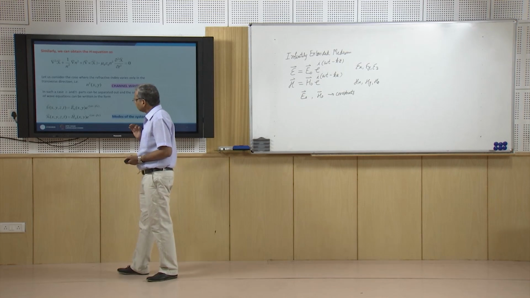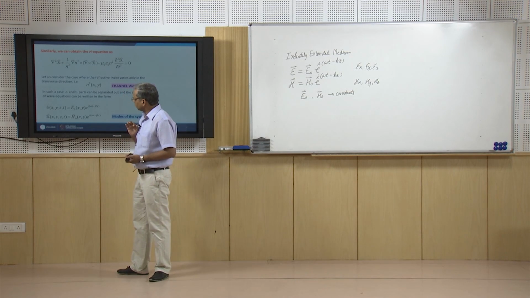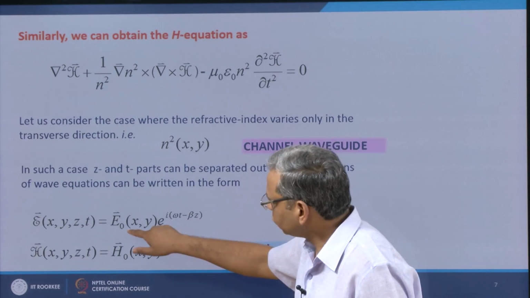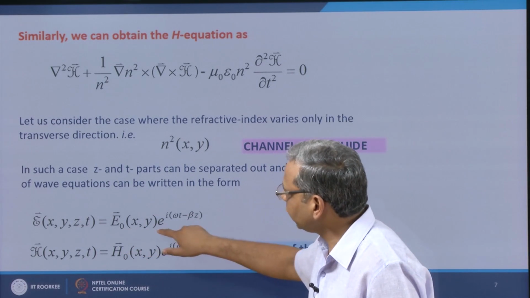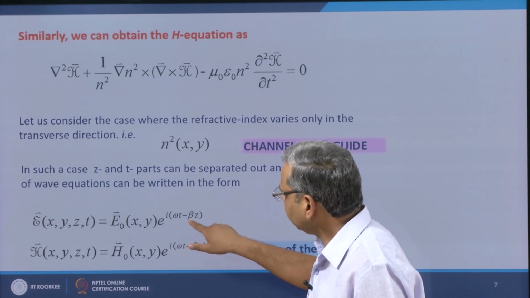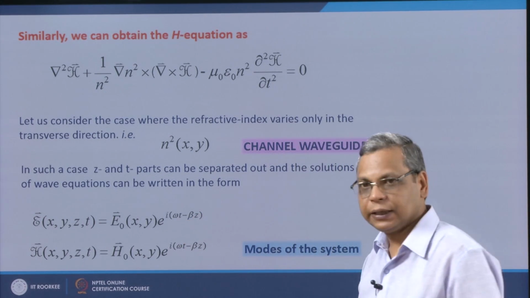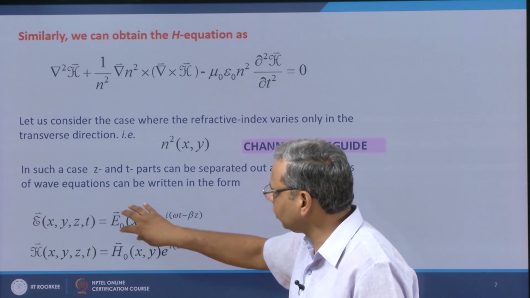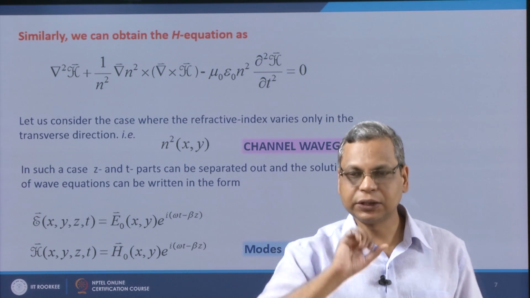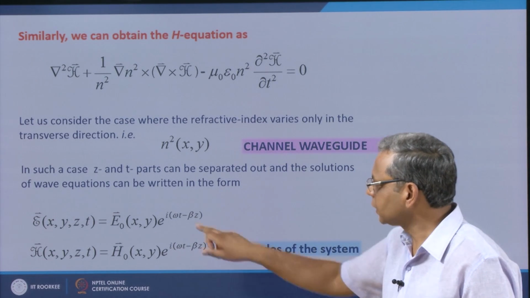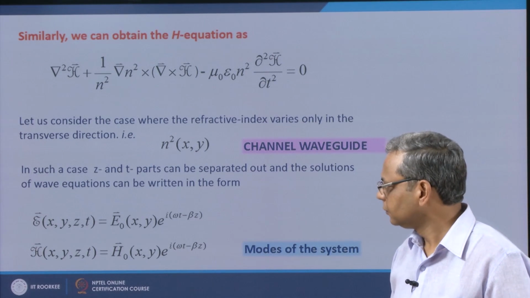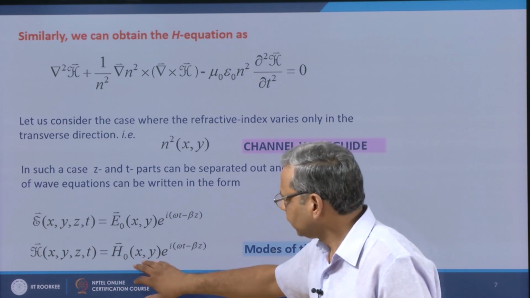I have got that the solutions here have this form. So, this is a function of x and y, and this is the propagation in z direction. So, as if some function of x and y is propagating in z direction with some propagation constant beta. Similarly, for H.